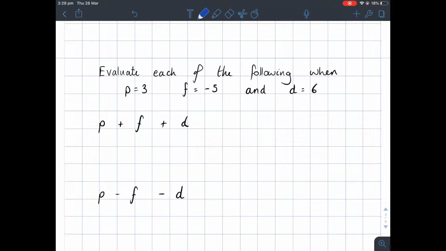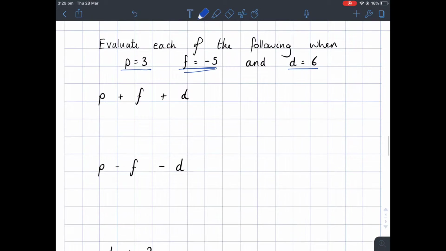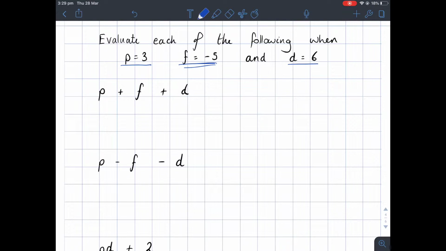So here we're going to look at evaluating different expressions when we've got some negative numbers for our variables. We can see here that we've got p is equal to 3, f equals -5, and d equals 6. So f this time is a negative number, and this can add some complexity when we're substituting these values into expressions or into formulae. We're going to start with a few basic ones, and we're just going to look at the importance of using brackets when we're substituting in negative numbers, just to avoid making simple mistakes.